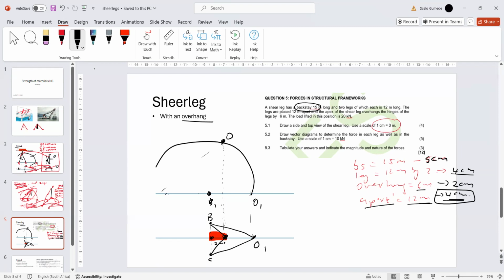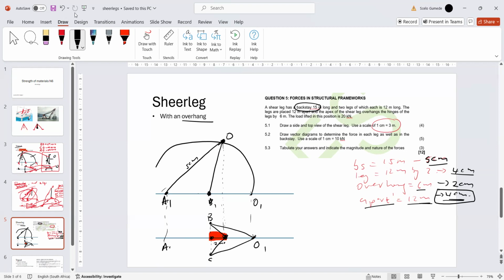So you measure 15, which is how much? 5 centimeters from here. So 5 centimeters from O, you draw it like that. It must be 5 centimeters. So where you get that, that means that is where your point A is going to be, which means this is your A1. Now you know what to do when you get there. You just simply join this one here.